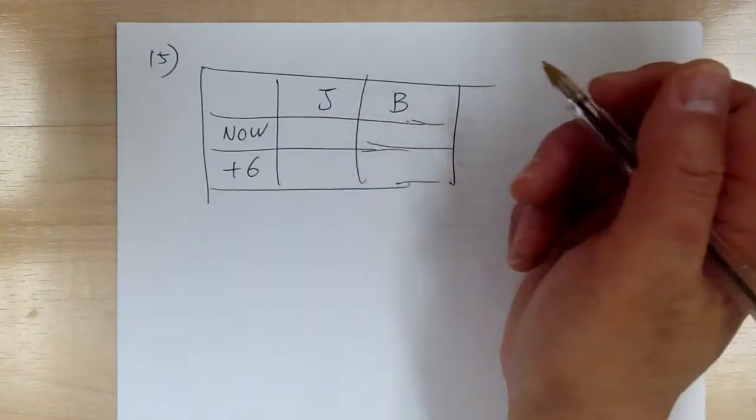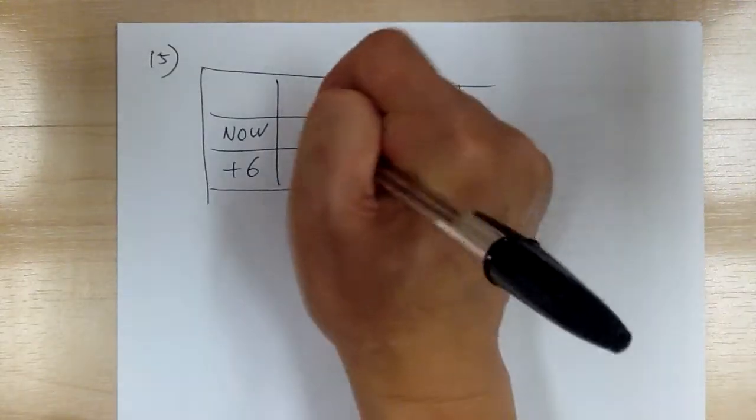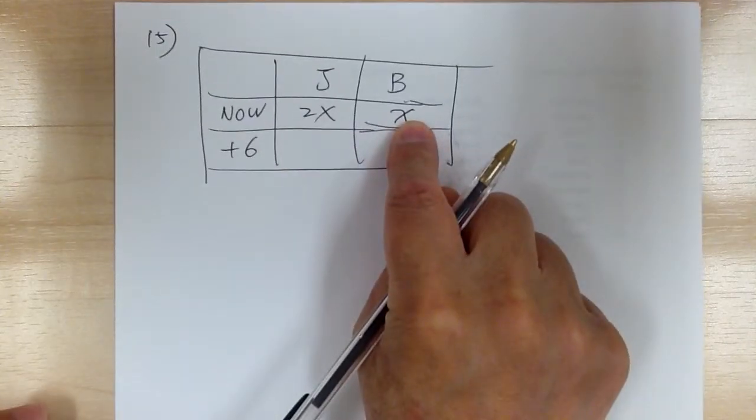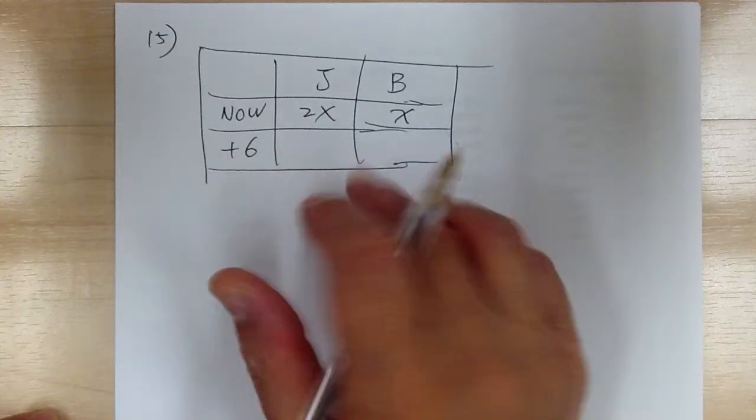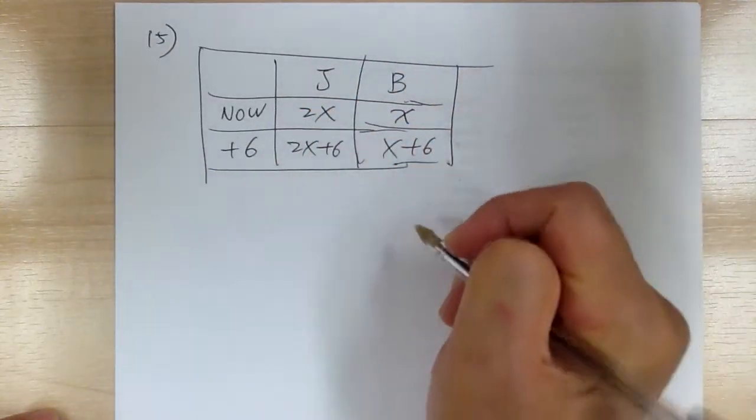Okay, so go back and read. It says Jill is twice as old as Beth. So Beth is x, Jill is twice. So now don't read anymore. Use this information to fill up your table. So it'd be 2x plus 6, and this would be x plus 6.